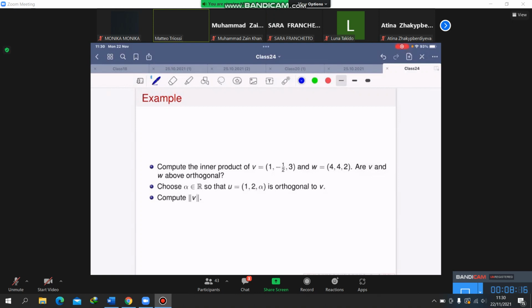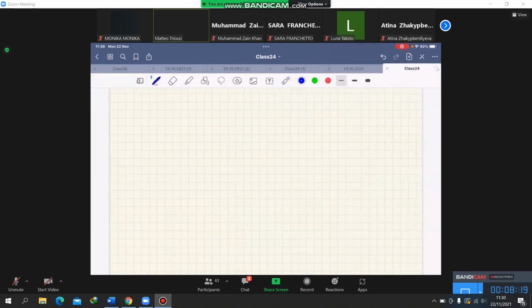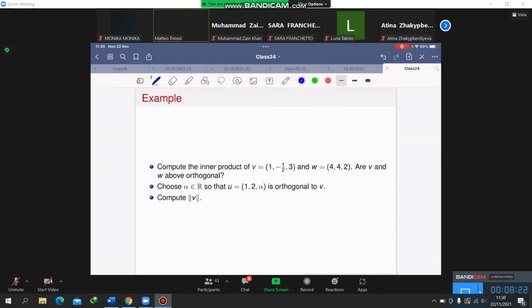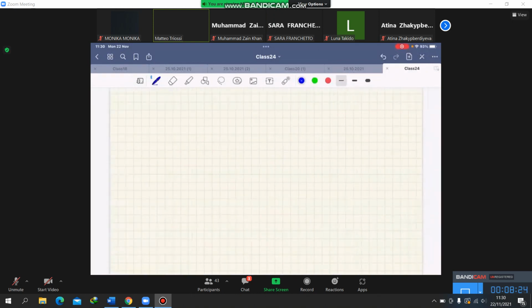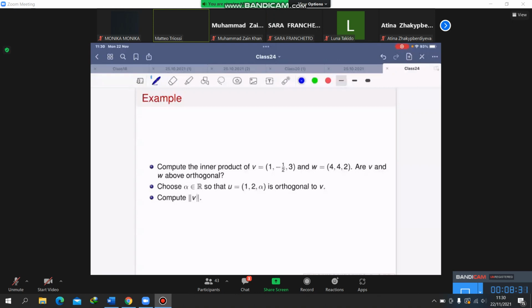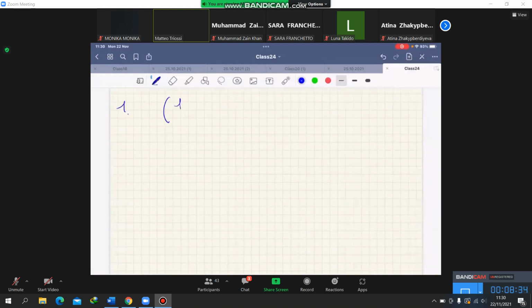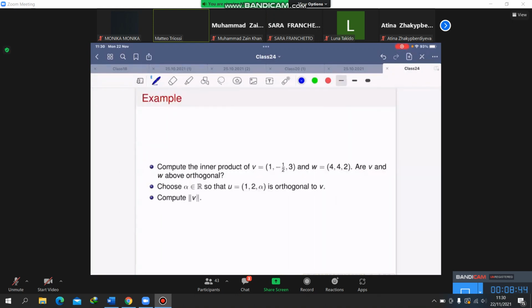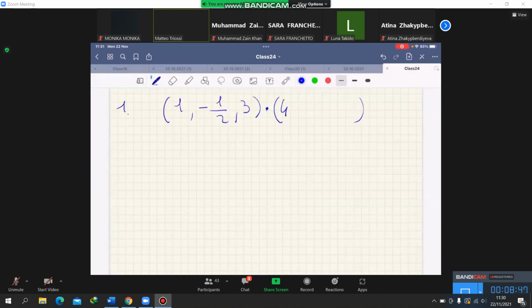So let me write. We have first to compute the scalar product of U and V, 1, minus 2, 3, minus 1 half, 1, minus 1 half, and 3, inner product with 4, 4, and 2.